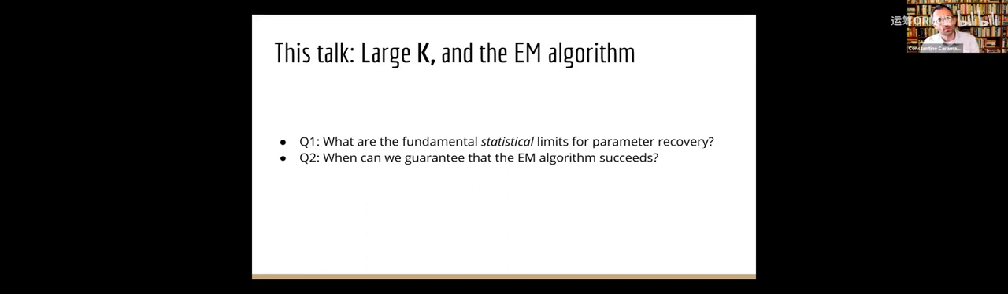And then at the same time, I'm interested in asking a question about the specific EM algorithm and understanding what conditions I need in order to guarantee that the EM algorithm succeeds. And again, on the surface, these are separate questions, but actually the answer that we give to the first question, statistical limits, actually uses the EM algorithm. And so for us, the answer to both of these becomes intertwined.